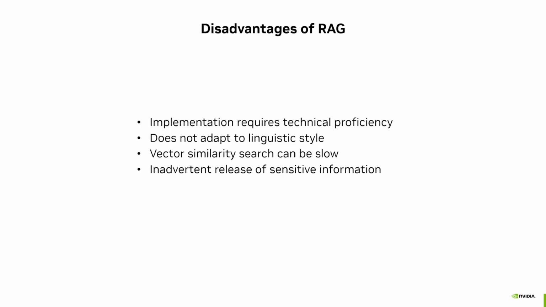NVIDIA addresses this by giving you this canonical reference RAG application to start from that we have been talking about throughout this video. RAG doesn't inherently adapt its linguistic style or domain specifically based on the retrieved information. NVIDIA addresses this through model fine-tuning capabilities built into NeMo, which we spoke of before, which can work in conjunction with RAG. Vector similarity search can be slow, and choice of distance metric threshold matters.